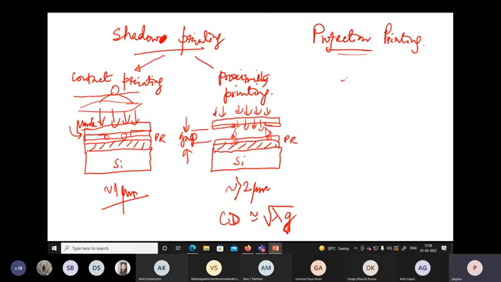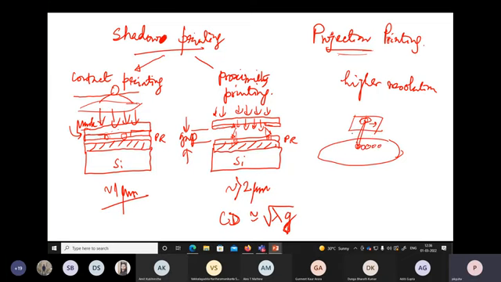In projection printing, you can get much higher resolution, because here you use a very complicated optical system where only a small portion of the mask is used to write the wafer, and then you move this mask and keep on writing. There is a sophisticated lens arrangement so that you can get higher resolution.